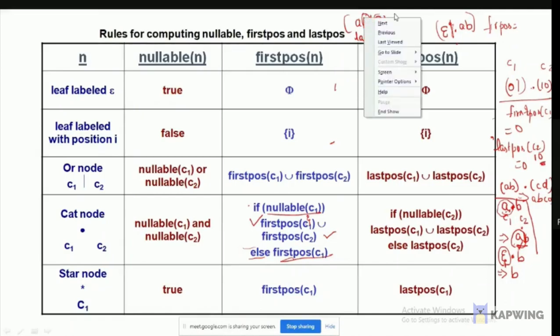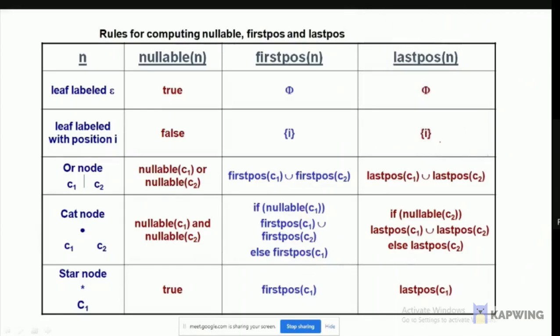The next operator is star closure. When taking closure, what does it mean? It will generate zero or more occurrences of the same string. If I take A star, what are the strings generated by this? It will generate epsilon, the empty string, or A, and it keeps on going. So there is a chance to have a null string, so nullable is true.